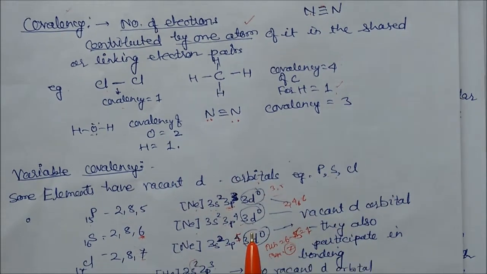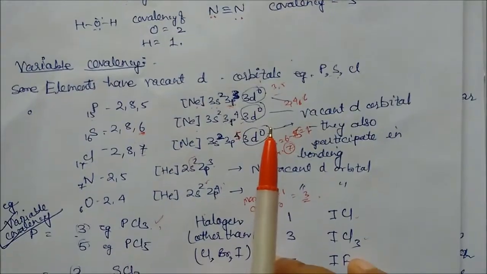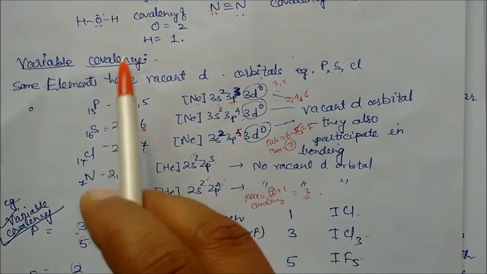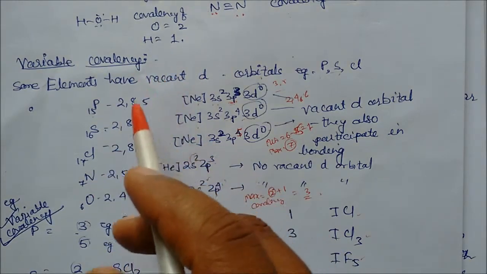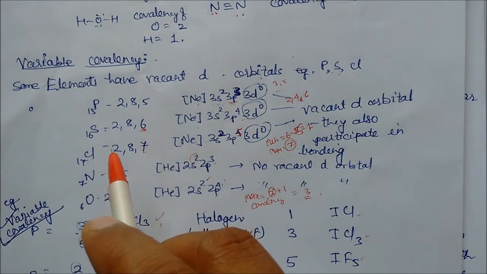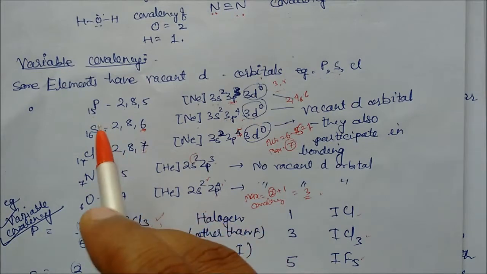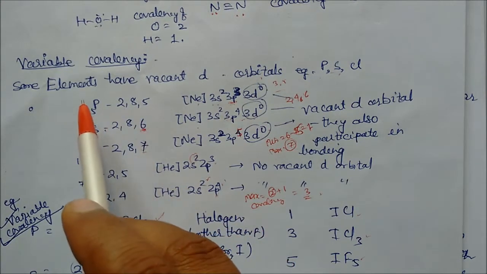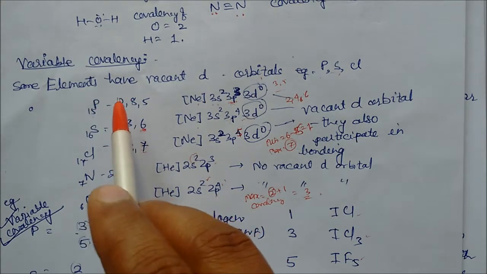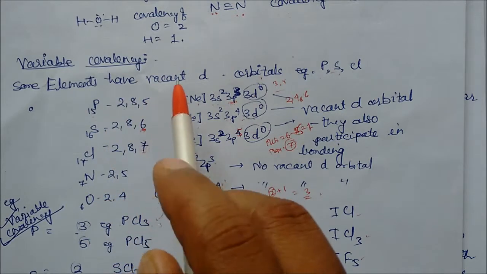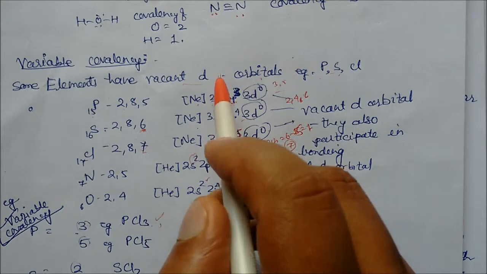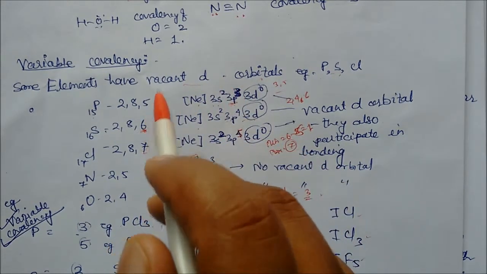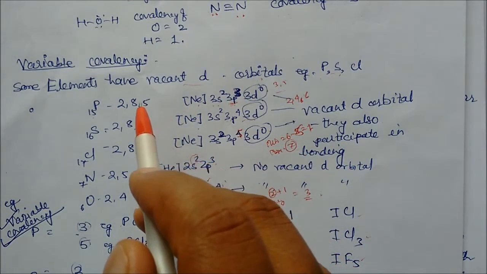Now see variable covalency. What is variable covalency? It means covalency is not fixed. Fixed would mean 1 or 2, but it can be more than 1, more than 2. But it is restricted to some elements due to some reasons. One reason is that they have vacant d orbitals. They have d orbitals, but the d orbitals are empty. Due to the presence of empty d orbitals, they can have covalency more than 1.